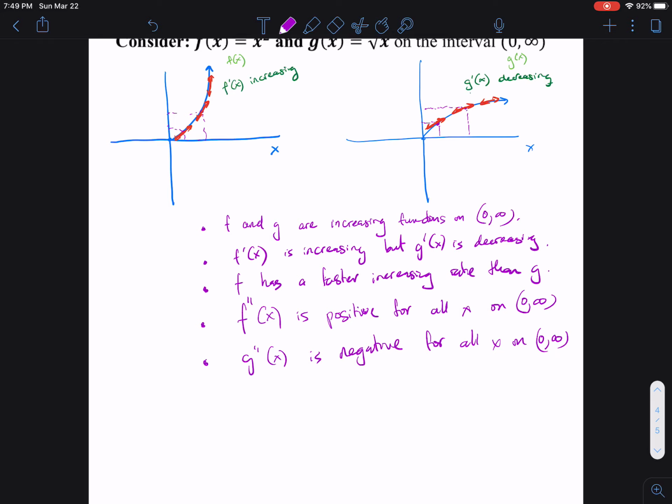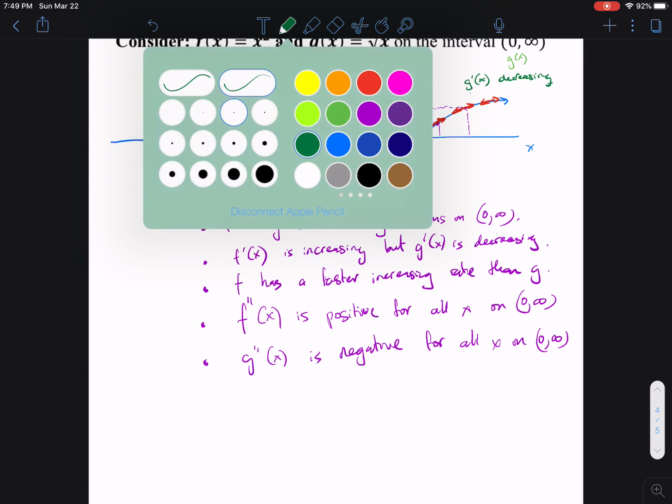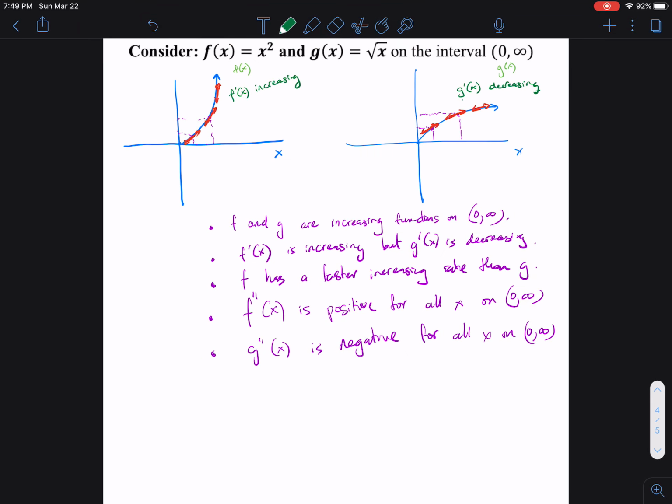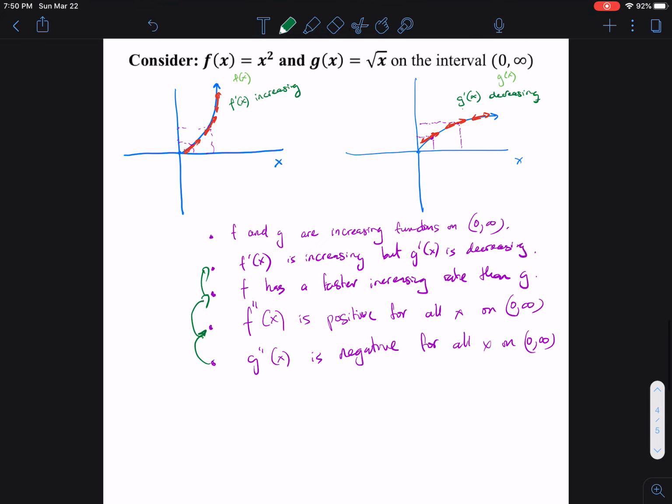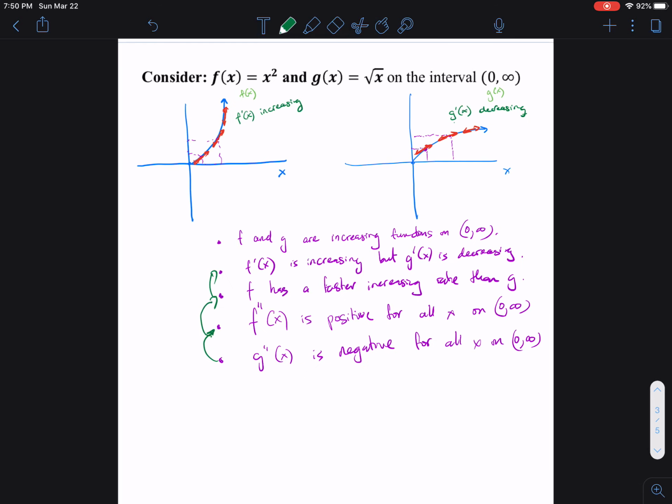So I'm going to go ahead and end the video here, but what we're going to do in the next video is tie these two things together. How does the second derivative being positive relate to the first derivative and to the graph itself? That's going to be the next video. So I'm going to end this video here.